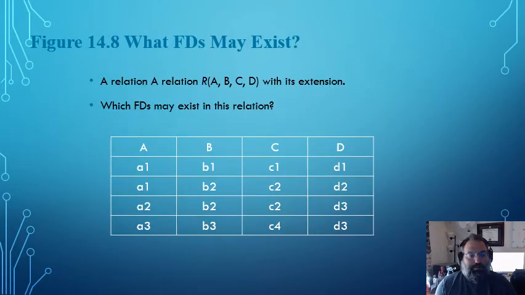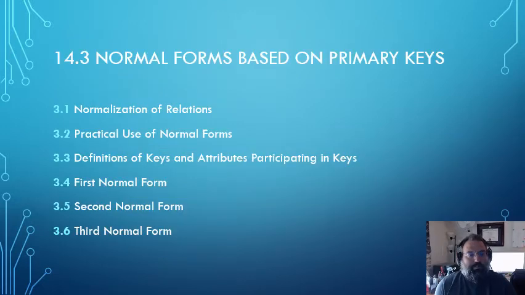A relation R(A, B, C, D) with its extension: which functional dependencies exist in this relation? Normal forms based on primary keys. 3.1 talks about normalization of relations. 3.2, practical use of normal forms. 3.3, definition of keys and attributes participating in keys.